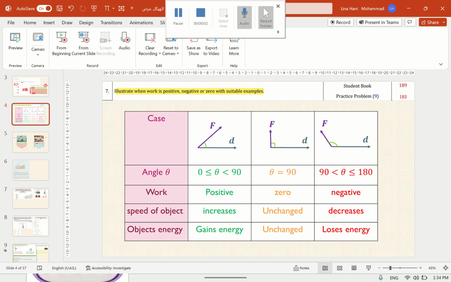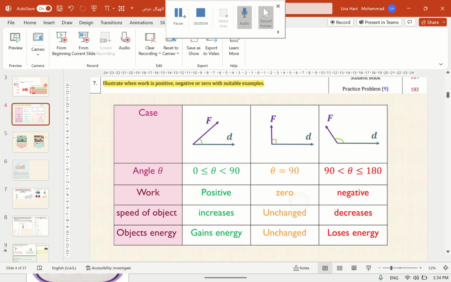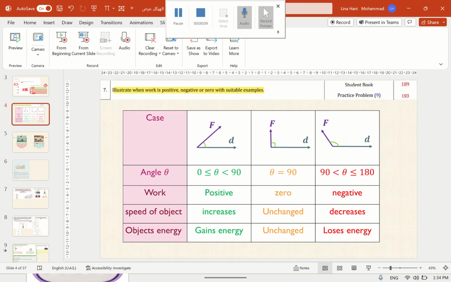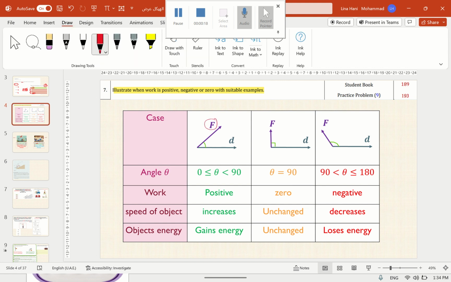The second objective is to illustrate when work is positive, negative, or zero with suitable examples. We've summarized the three cases of the sign of work using this table. When the angle between F and D is less than 90, it's an acute angle, the work would be positive, the speed of the object would be increasing, and the object gains energy. This includes the angle 0, where F and D are in the same direction.